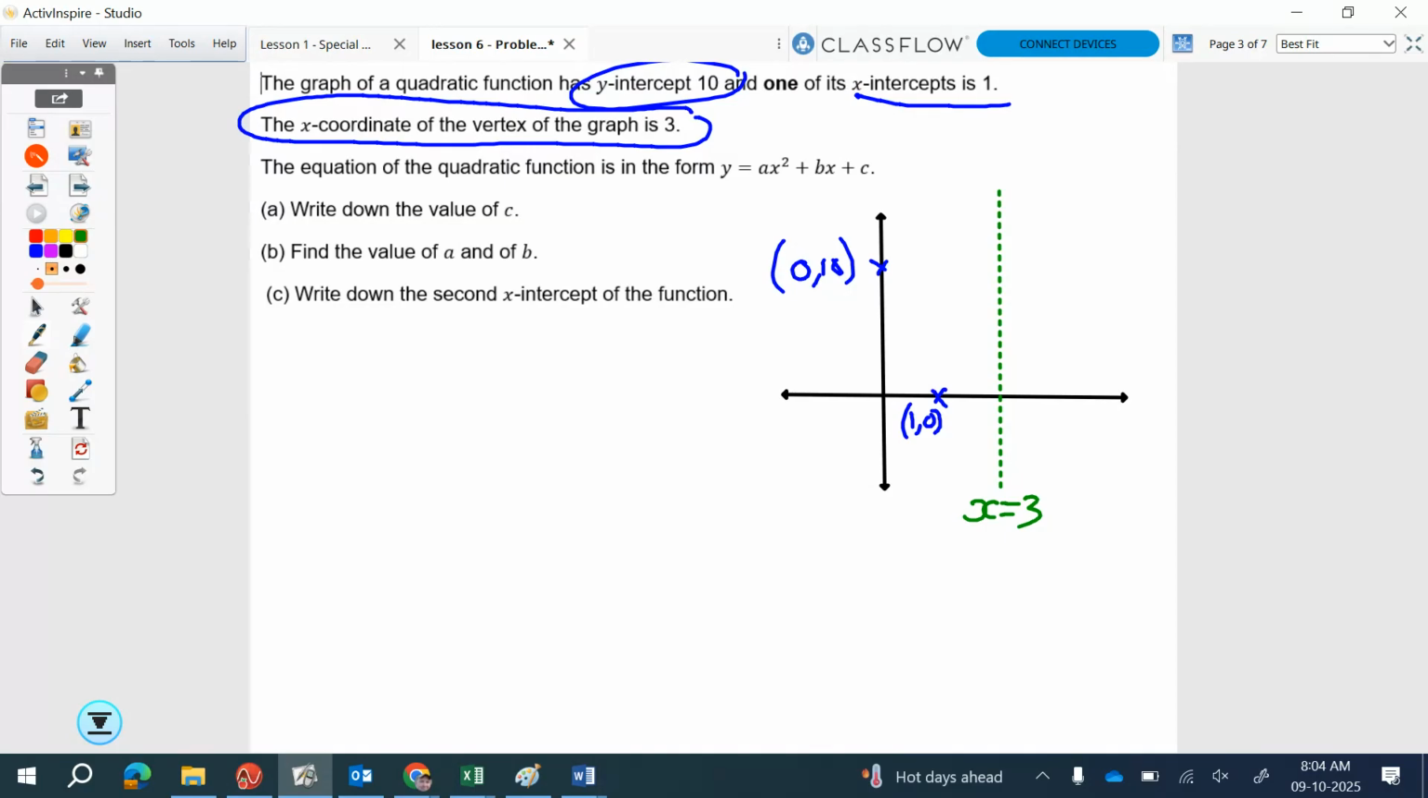That also then leads us to understand the shape of the graph. We can see that the graph is going to go like this and like that. What does that tell us about the value of A? That it's positive. This tells us that A is going to be positive. We just use that to check for errors later.